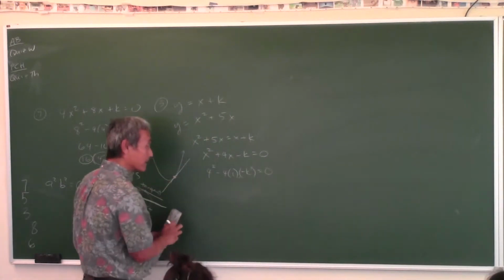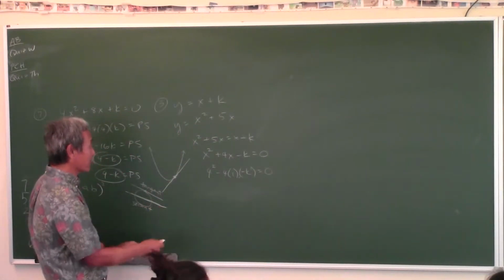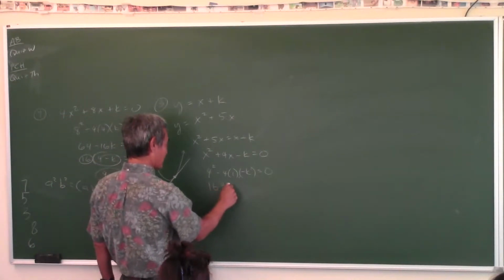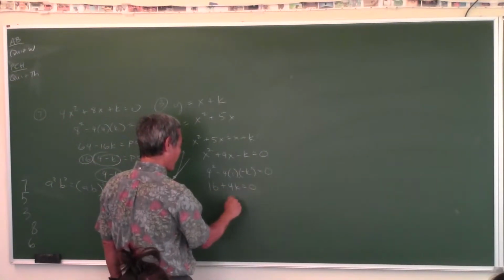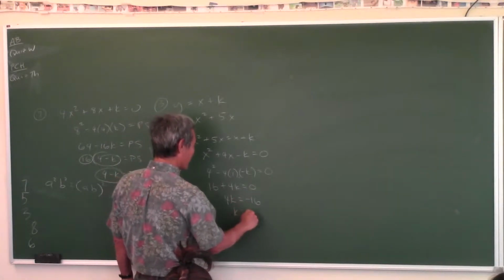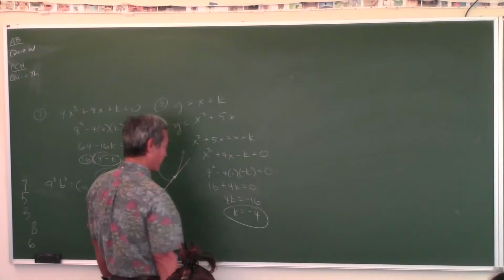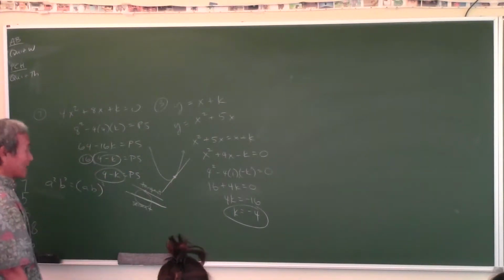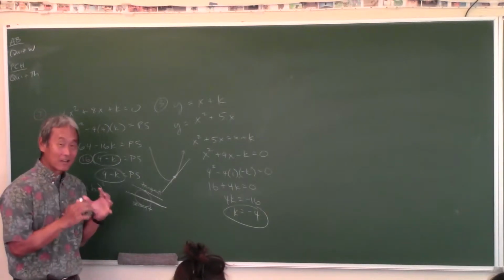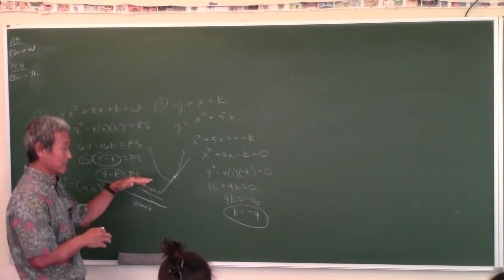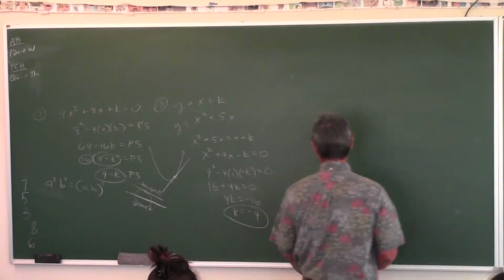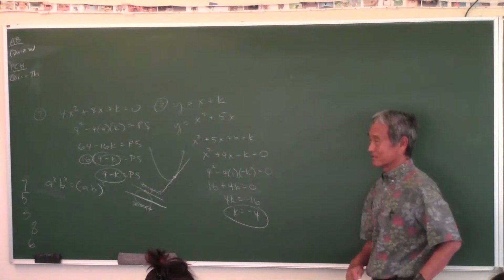The discriminant must be equal to 0, and then all you have to do now is solve for k. So 16 plus 4k equals 0. 4k equals negative 16. k equals negative 4. There you go. Yeah, Mr. Park, that's what I got. Yeah, but I'm telling you, it's not going to work all the time. Just do this. Actually, it will work, but then you're going to have to do a lot more computations.